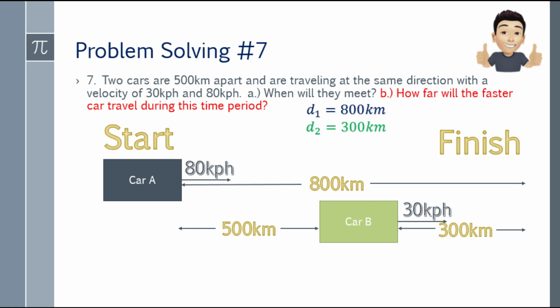So sa car B naman, papansin mo na una siya 500 kilometers at magkikita sila pag nakabuo na siya ng 300 kilometers by 30 kilometers per hour. Mo 500 plus 300 kilometers, that will be 800 kilometers. So equal sila. So that means tama yung sagot natin.